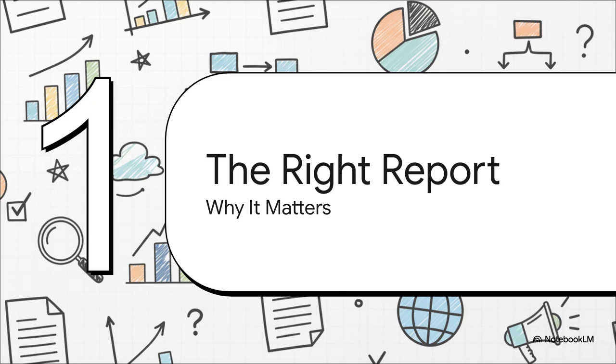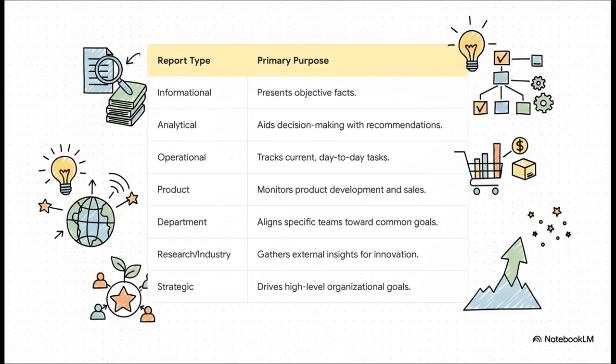So after looking at this entire toolkit, it becomes pretty obvious, doesn't it? Choosing the right report isn't some tiny detail. It's absolutely fundamental to getting things done. So let's put it all together real quick. Remember that first big choice. Are you just presenting the facts with an informational report, or are you trying to drive a decision with an analytical one? Then you've got your day-to-day tools, your operational, product, and department reports to manage what's happening now. And finally, you have your big picture tools, the research and strategic reports to plan for what's next.